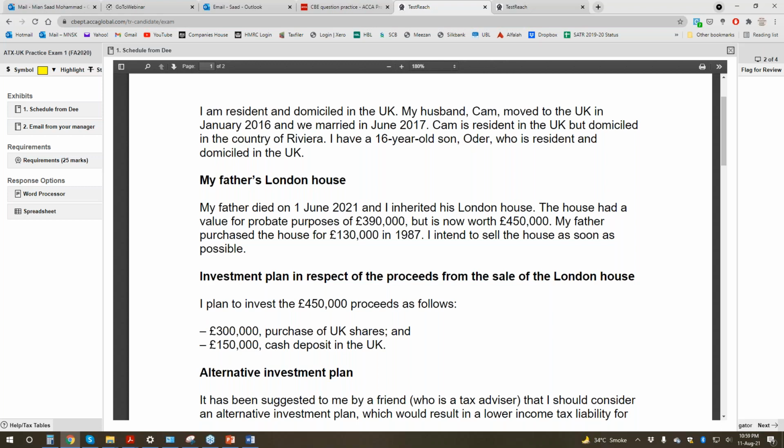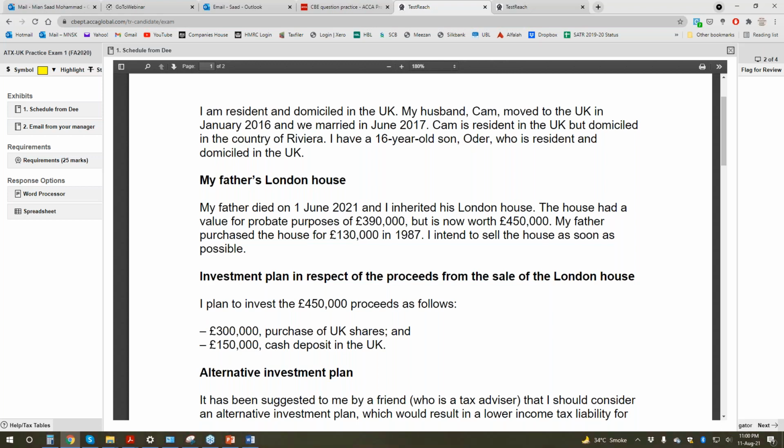Cam is resident in the UK but domiciled in the country of Riveria. I have a 16-year-old son, Oder, who is resident and domiciled in the UK. Okay, so Oder is her son and Cam is her husband. I now have a little bit of an idea as to what the requirements were. I may have to look through the requirements again just to clear the confusion in my mind.